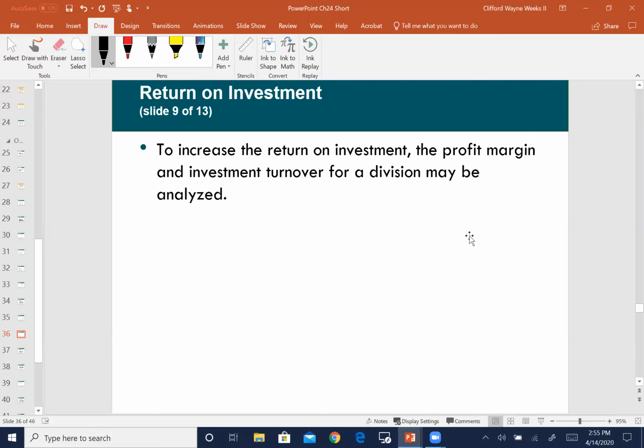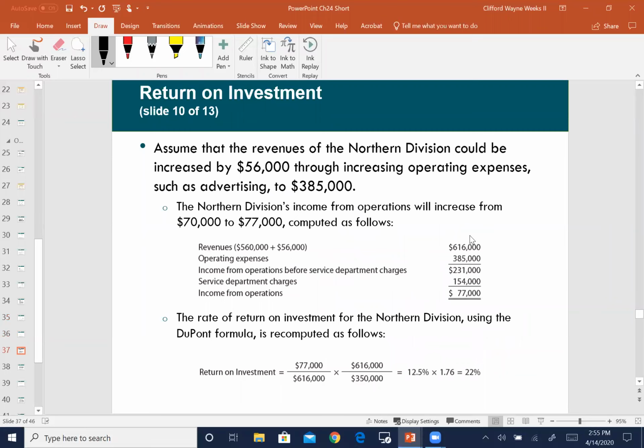To increase the return on investment, the profit margin and investment turnover for a division may be analyzed. And so that's what they're basically doing here. However, in this case, they're still using the northern division. They say, hey, assume that revenues in the northern division could be increased by $56,000 through increased operating expenses, such as advertising. Because if you remember, advertising is a fixed cost. Right? And so the northern division's income from operations will increase.